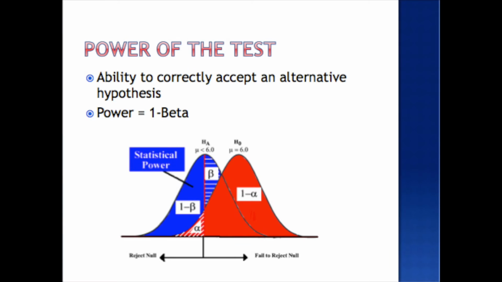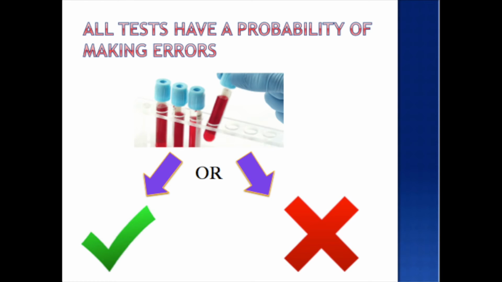So what is the power, you might ask? The power is every statistician's dream. It is our ability to detect a false null hypothesis. The power is the probability of correctly accepting the alternative hypothesis, or the ability of a test to show an effect where one truly exists. The power or sensitivity of the test is equal to 1 minus beta, or 1 minus the probability of a type 2 error.